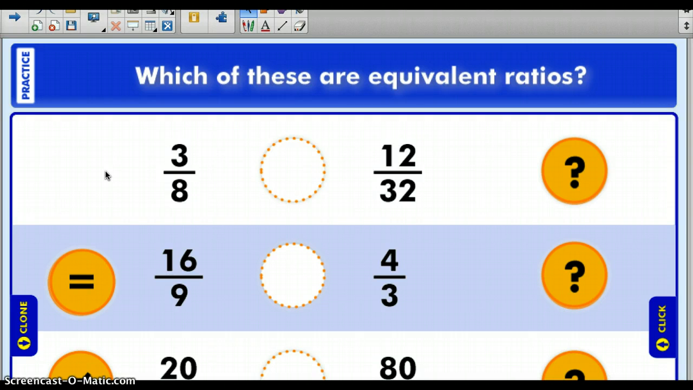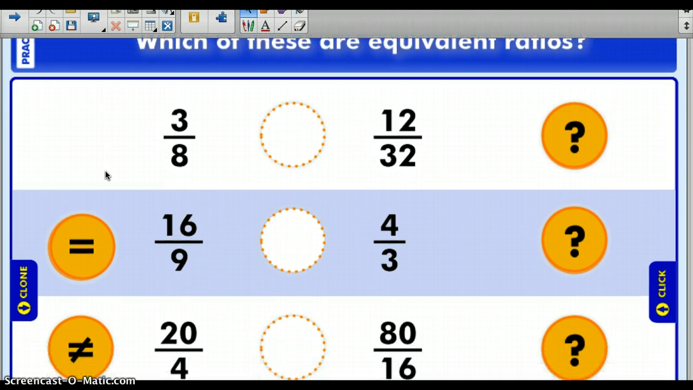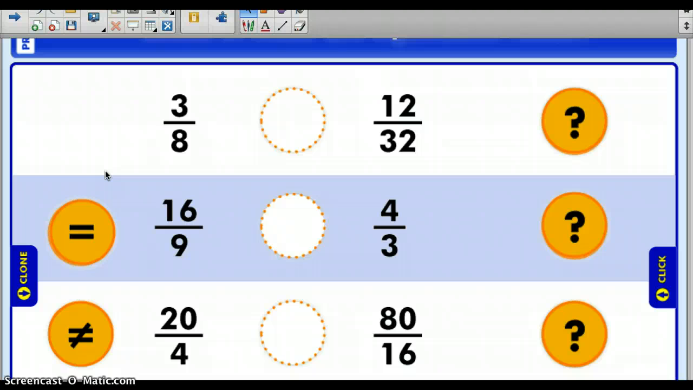We'll just look at these first three. Which of these are equivalent ratios? Again, we compare 3 and 8 to 12 and 32. Notice if we multiply 3 times 4 we get 12, and if we multiply 8 times 4 we get 32, so this one would be equivalent. And then in this case we have 16/9 and 4/3. Just take a second to go through that and see what you come up with.